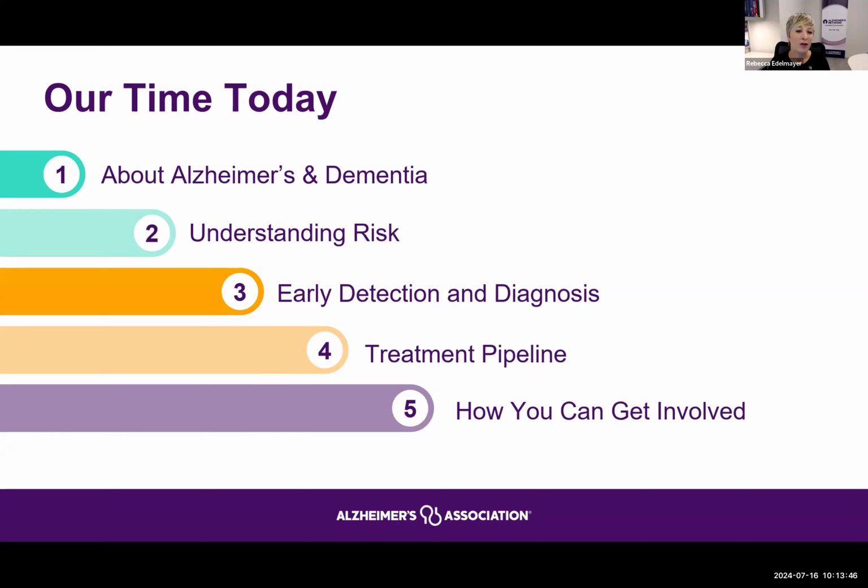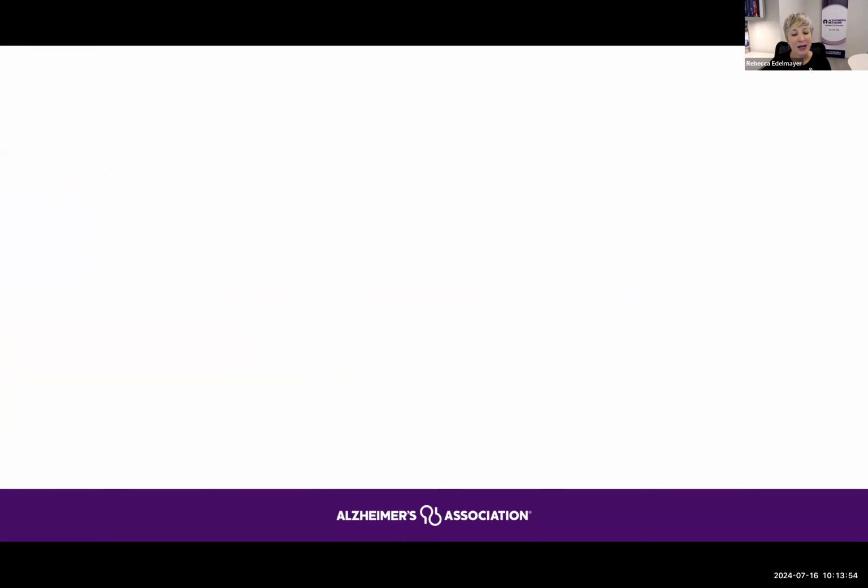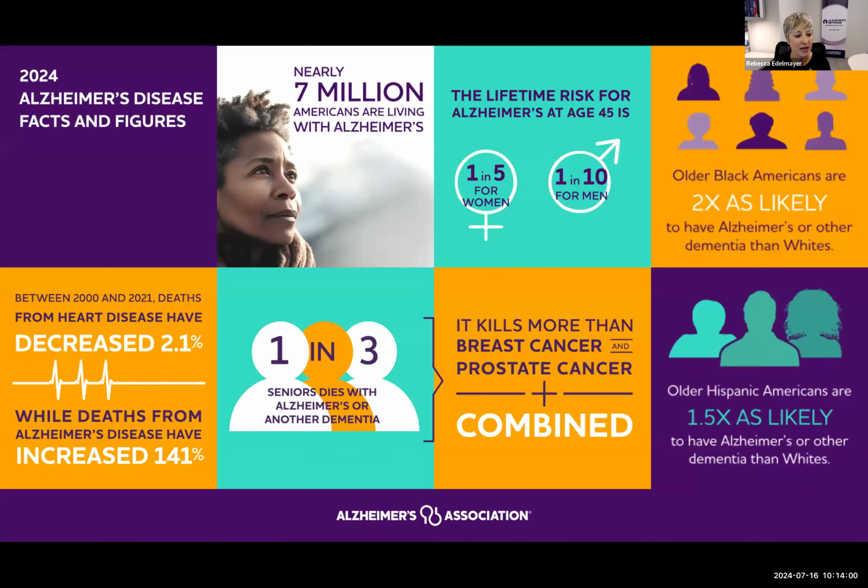We want to talk about early detection and diagnosis, as well as the treatment pipeline, and potentially how you can also get involved in research studies. Many of you may be familiar with some of the facts and figures associated with Alzheimer's disease and other types of dementia. The Alzheimer's Association puts out the facts and figures report every year, and some of these figures can be quite startling.